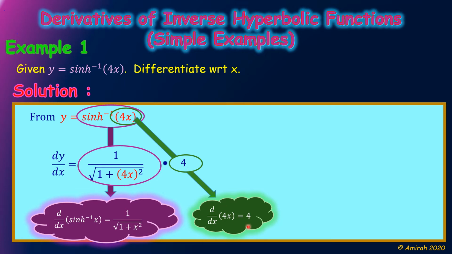After that, we need to simplify. So we have 4 as numerator over square root of 1 plus, we expand (4x) squared, so we have 16x squared. This is the final answer. Got it?